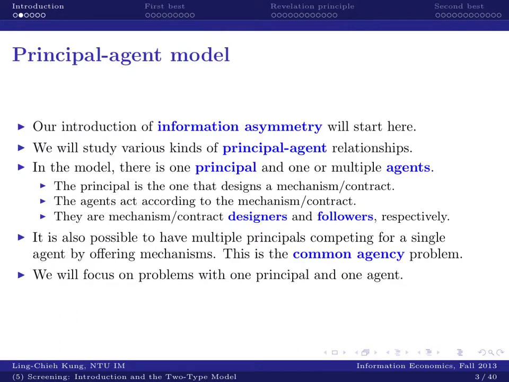So in some situations, we may have multiple principals. They design multiple contracts for one single agent to decide which game to play. This is called a common agency problem, but we're not going to touch that in this course because it's too hard. In this course, for most of the time, we will focus on problems with only one principal and one agent. It turns out that even with this very simple model, a very simple relationship, there are a lot of things to discover and discuss.